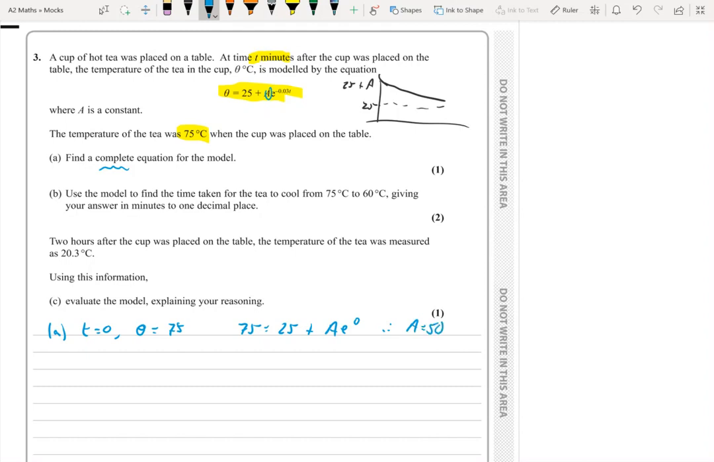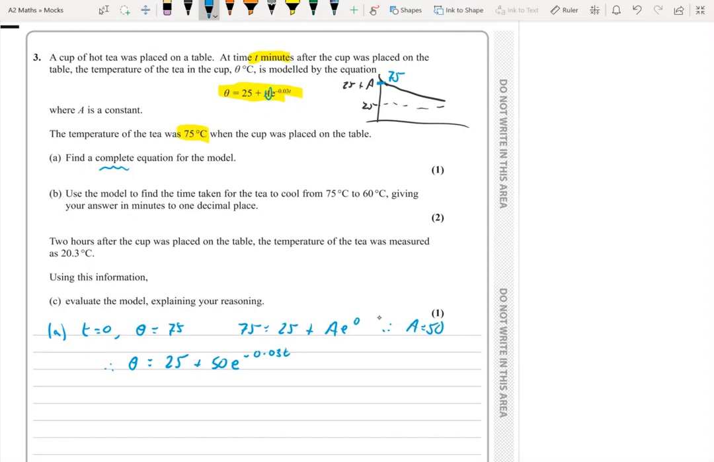So let's specify that model then, nice and clearly. Theta, therefore, is 25 plus 50 e to the minus 0.03 t. So that temperature, our initial temperature on the graph, is 75 before the exponential decay.